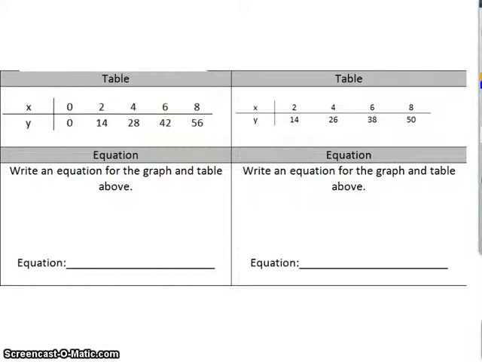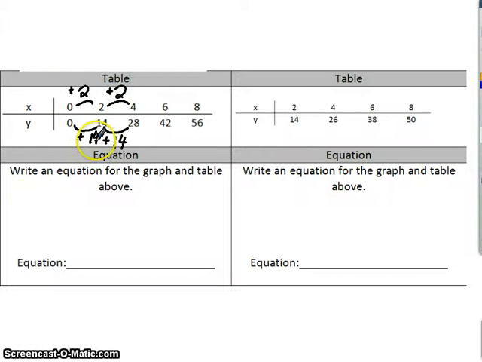Okay, I'm going to have you check your equations. I went ahead and used the table to find my equation. You can have used the graph if you wished. So from 0 to 14 is an increase of 14, and from 0 to 2 is an increase of 2. And I can even double check that and say from 14 to 28 is an increase of 14, and from 2 to 4 is an increase of 2.